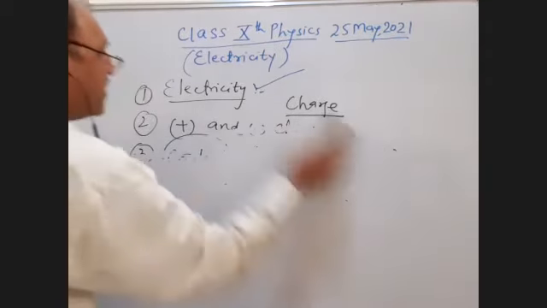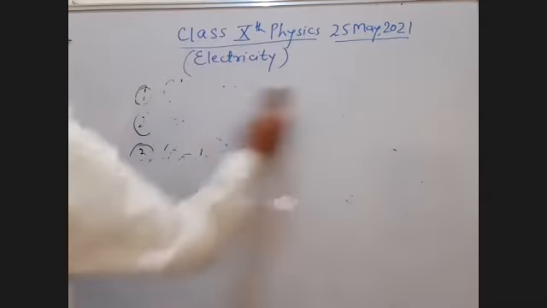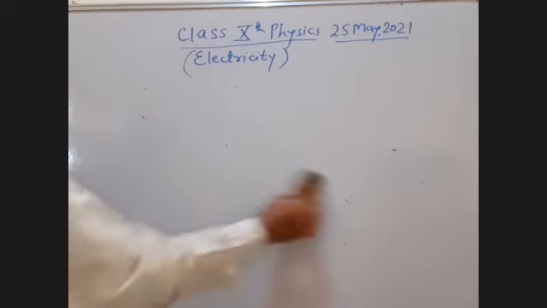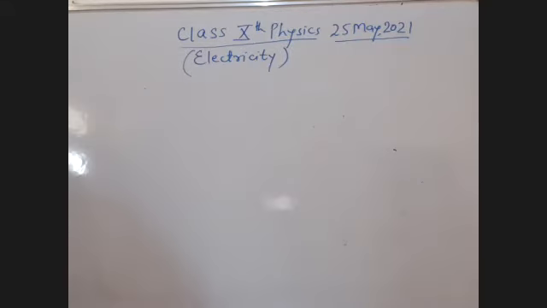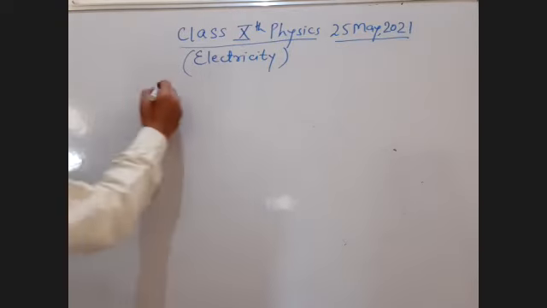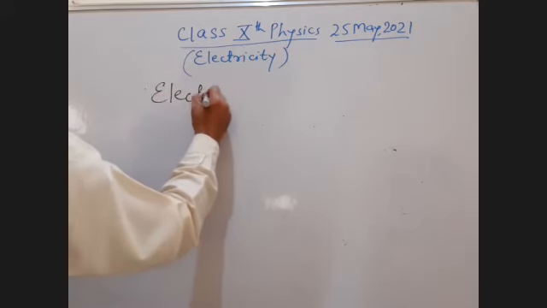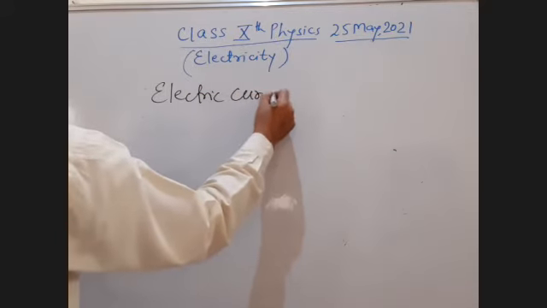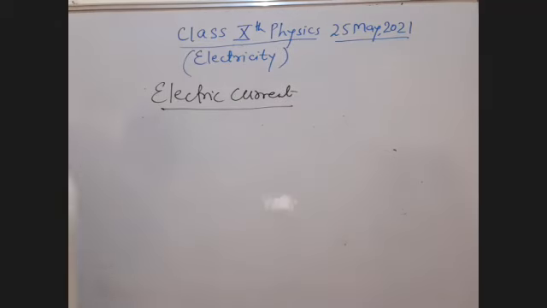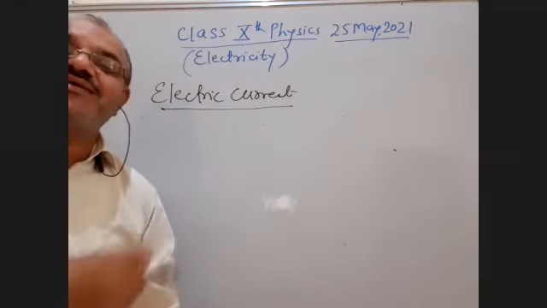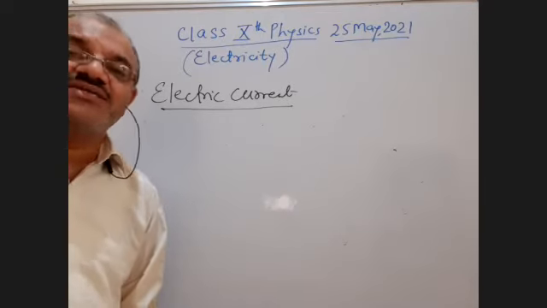Now students, the next term which comes in this lesson, after conductors, is used as an insulator. Conductors we have already discussed. Now next is the electric current. Electric current, a very, very important term, students. The electric current is the rate of flow of electric charges.